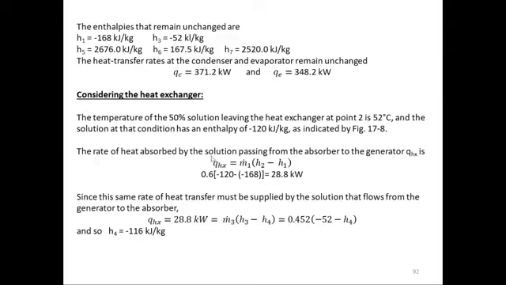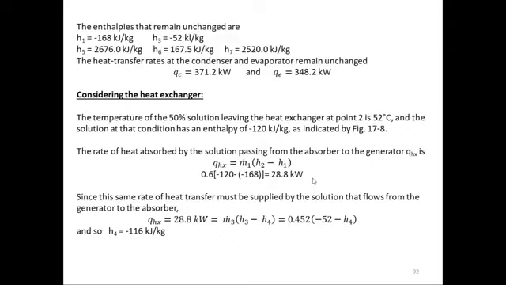The rate of heat absorbed in the heat exchanger by the solution passing from the absorber to the generator: the mass flow rate was m dot 1 and it was coming in at H1, the first state, and then H2 minus H1 after the heat exchange. Before the heat exchanger it was H1, and after the heat exchanger it was H2. So we can figure out the amount of heat exchange in the heat exchanger, which is 28.8 kilowatt.